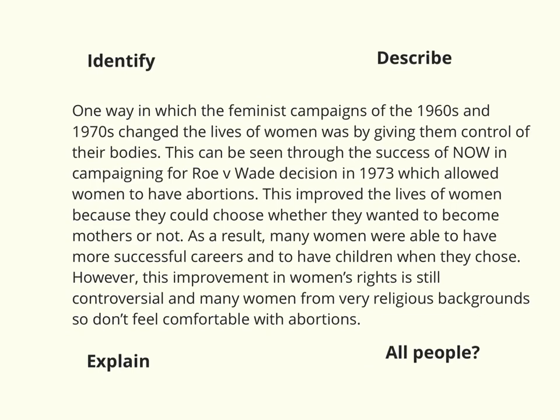So here's an example paragraph. So the first thing you want to do is identify the change. So in this paragraph, one example, it gave women control of their own bodies. You then want to describe by using good examples. So this answer talks about Roe versus Wade, which gives women the right to have abortions, to have control over their body.